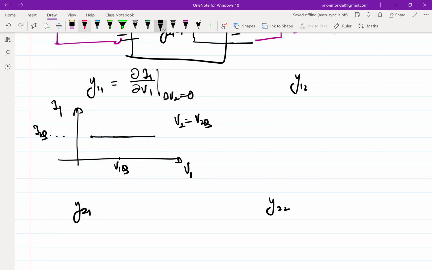Can you also comment on what would happen if V2 is equal to some other value, let's say V2Q2, not V2Q?